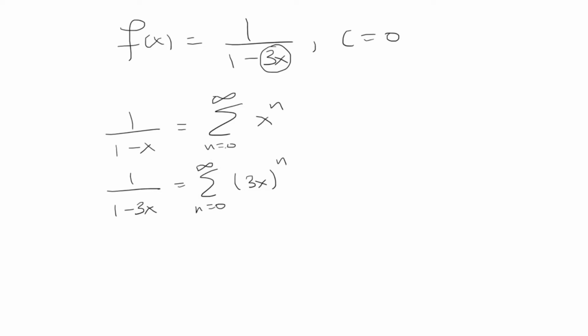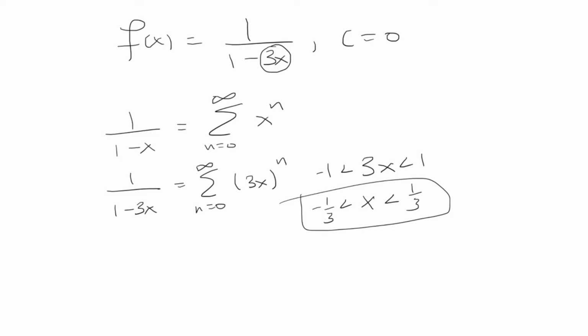Okay, this is a geometric series, so we want the ratio to be between 1 and negative 1, and we do not want to include 1 and negative 1. So that means x has to be between negative 1/3 and 1/3. And so this is the interval that we're interested in.